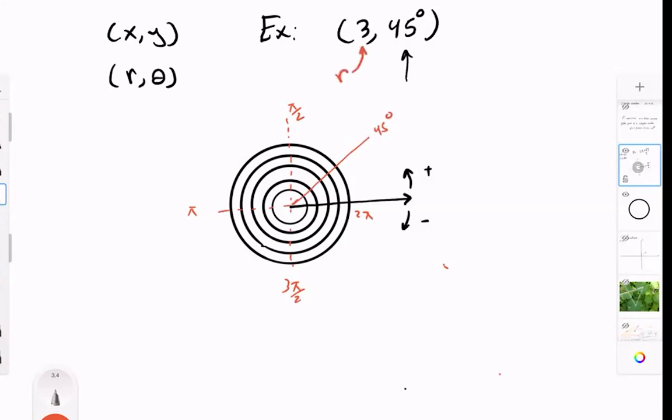R is 3, that means radius is 3. This is radius 1, that's radius 2, and this is radius 3. So what's the point? This will be the point. So r is 3, theta is 45. Another example, 4 comma 135 degrees.